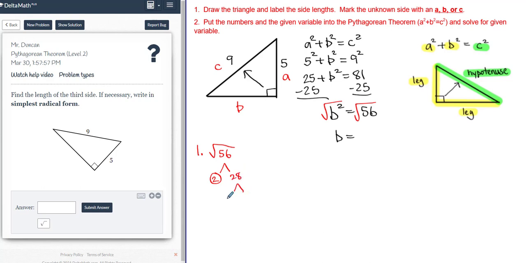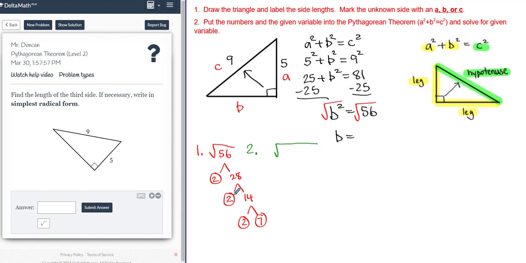28 obviously is not prime. 28 also does divide by 2, so that's 2 and 14. And then 14 will be 2 and 7. So 2 and 28, 2 and 14, 2 and 7. And all these numbers get put underneath the radical for the next step. So I'm going to write step number 2. You don't have to number these. I'm just doing this to make sure everybody stays really organized.